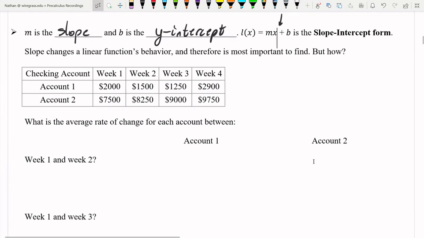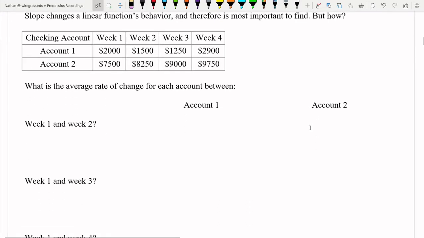And so finding it is the most important thing to know for a line. Any kind of line you're looking at. Really, a line is just a slope. So how do we find the slope? Well, I'm going to look at these two accounts, so these checking accounts. We're going to ask, what's the average rate of change for each of these things between these 2 weeks?